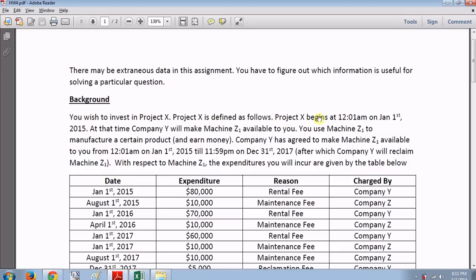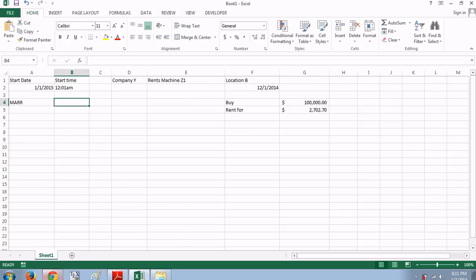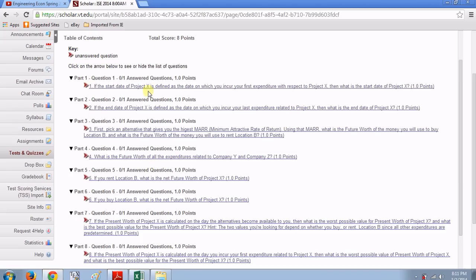The first line says Project X begins at 12:01 a.m. on Jan 1st, 2015. So what is this question trying to tell you? The question's saying, what if the objectives were changed? If the objectives were changed and Project X is now defined to start on the date when you incur your first expenditure, then what is the date? What is the start date of Project X?